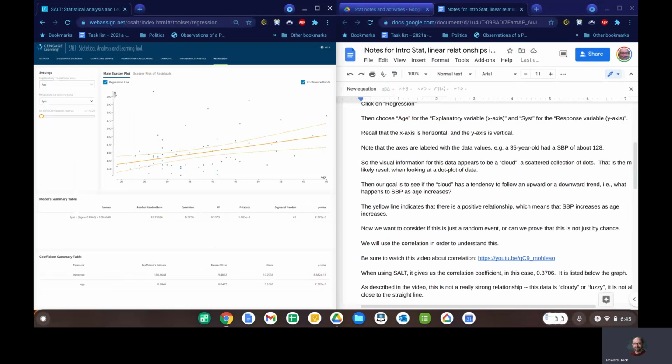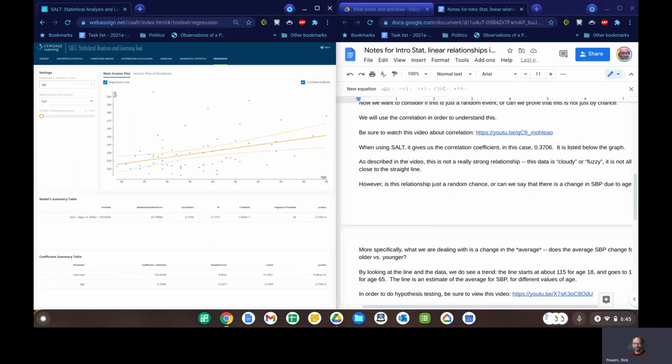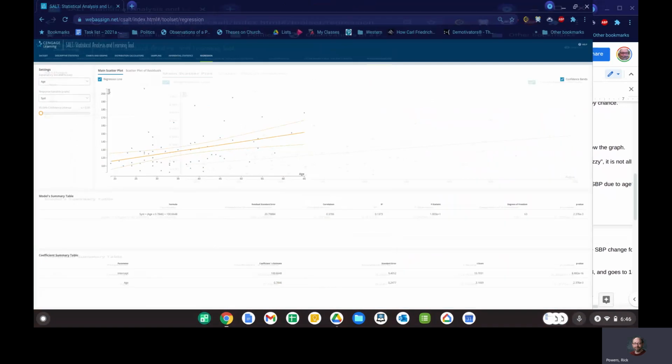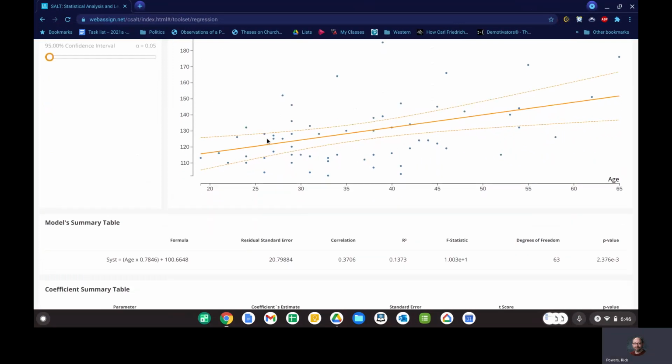Now, we want to consider if this is just a random event, or can we prove that this is not just by chance? We will use the correlation in order to understand this. Be sure to watch this video about correlation. When using SALT, it gives us the correlation coefficient. In this case, it is listed below the graph. If you look below the graph, correlation 0.3706.